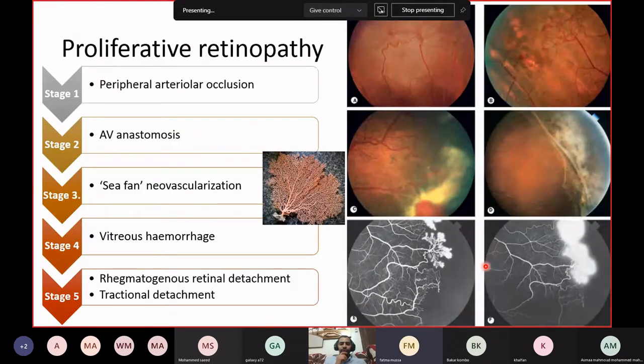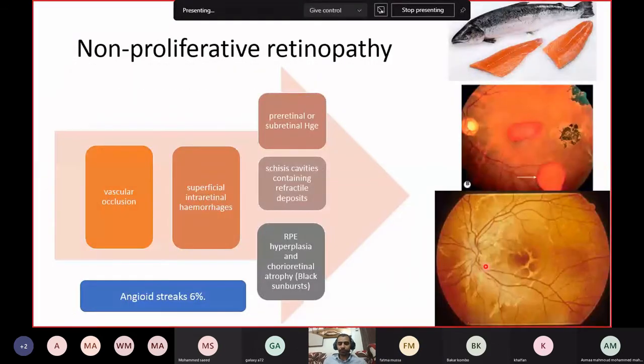Then we have what we call the proliferative. Yes, just ask, no problem. Okay, I have a question. How can you differentiate between the subretinal hemorrhage and the pre-retinal hemorrhage on fundus? Very good question.